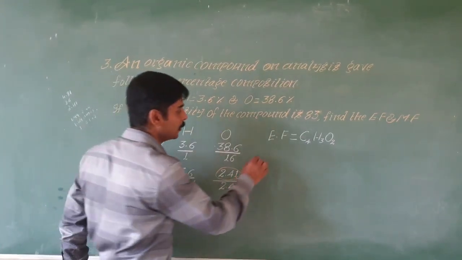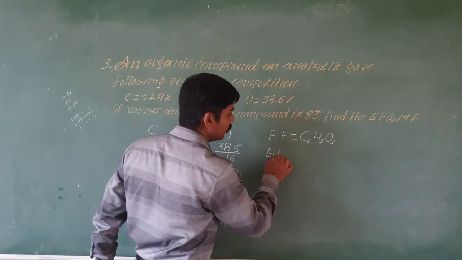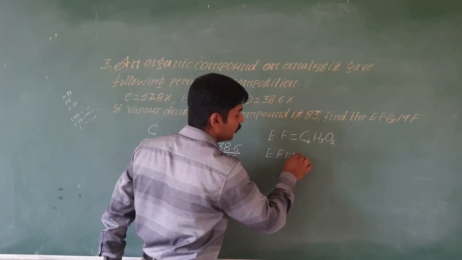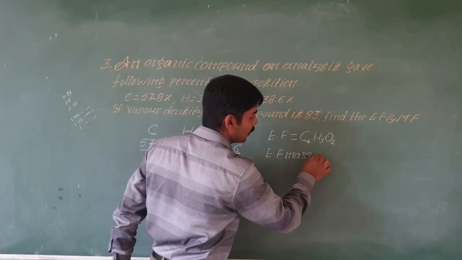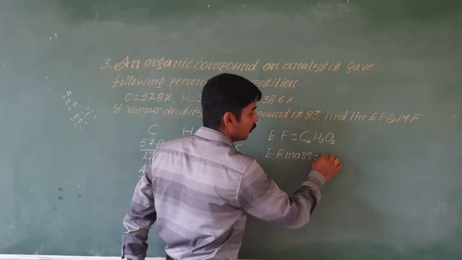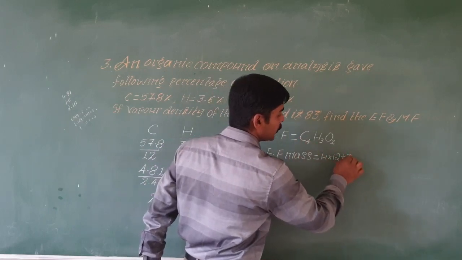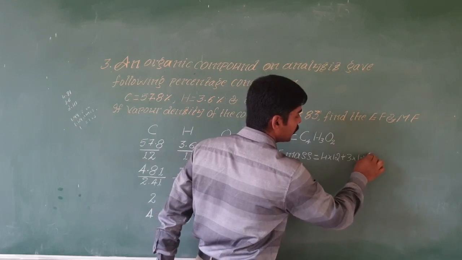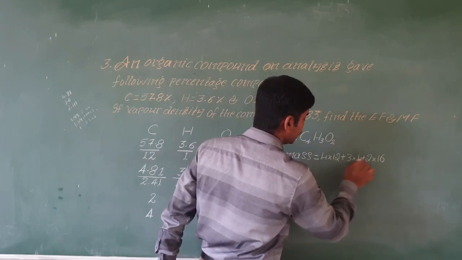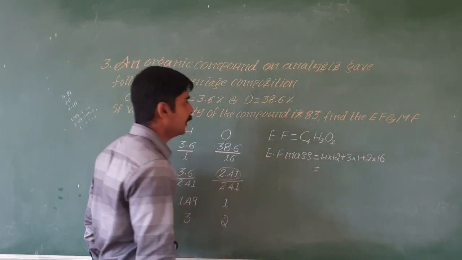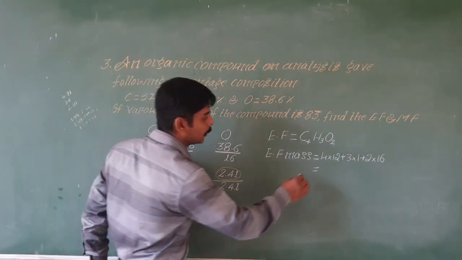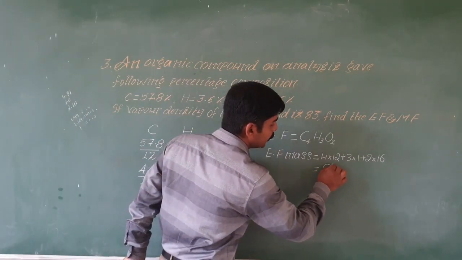Next step is you must calculate the empirical formula mass. How will you find the empirical formula mass? By adding the atomic masses of all the elements present in the empirical formula. So 4 into 12 plus 3 into 1 plus 2 into 16, and if you multiply and add this, you get 83.